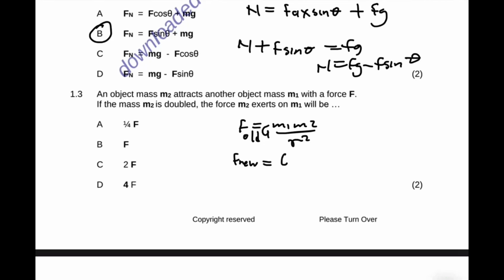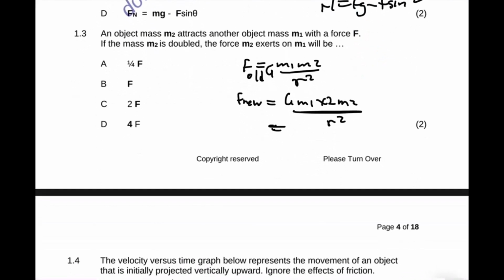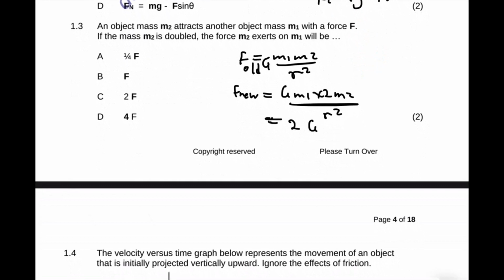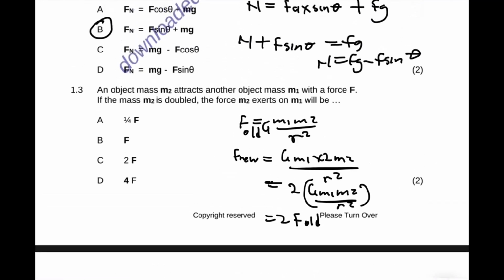So F new will be G, the mass of m2 is doubled, so it will be m1 multiplied by 2 m2 divided by r squared, right? So this will be equal to 2 G m1 m2 divided by r squared, right? So clearly this is F old. So we're saying that F new is equal to 2 F old, which is option number C. So let's go with C there.